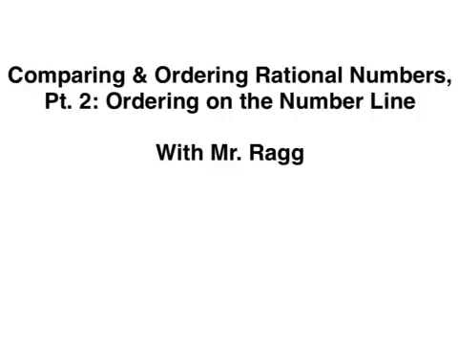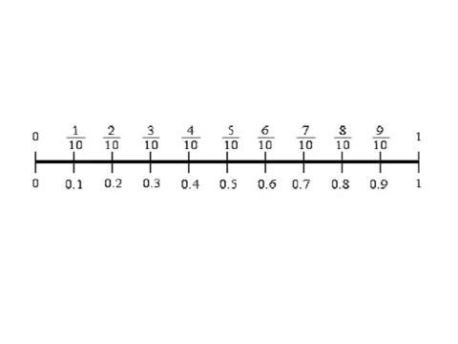Comparing and ordering rational numbers, part 2. Ordering on the number line. So now we're going to take our fractions and decimals and place them on the number line. That will help us see which numbers are greater than the others. So here's a number line.